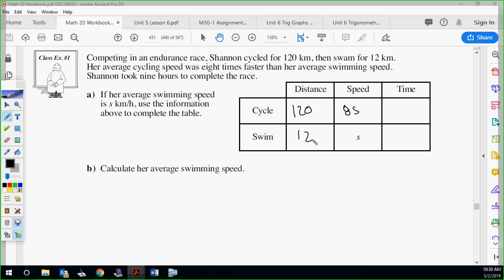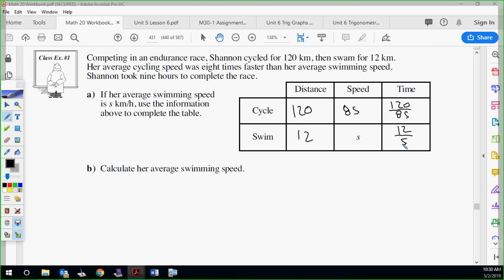Now, distance divided by speed is going to give you time. So time is always the distance over speed. So we're going to say 120 over 8s, 12 over s. There's your rational functions. 120 over 8s, I'd leave it like that just for now, just because that's our actual values. But yes, you could pull a 2 out of there for sure. Good question. Any questions about building that table?